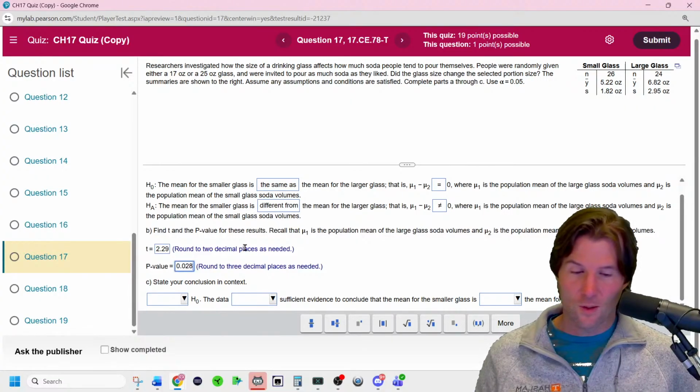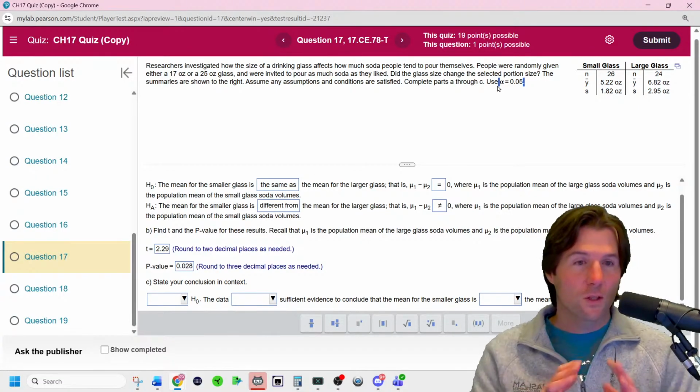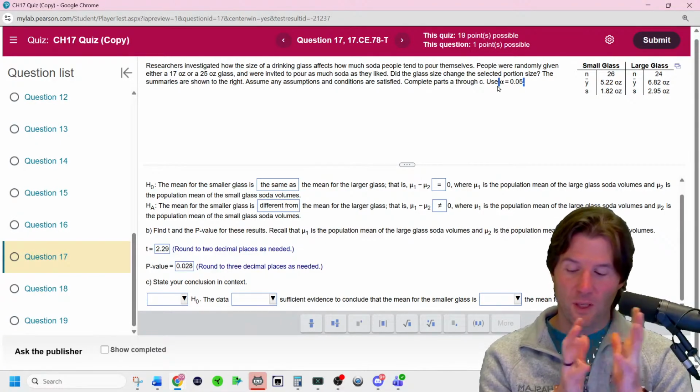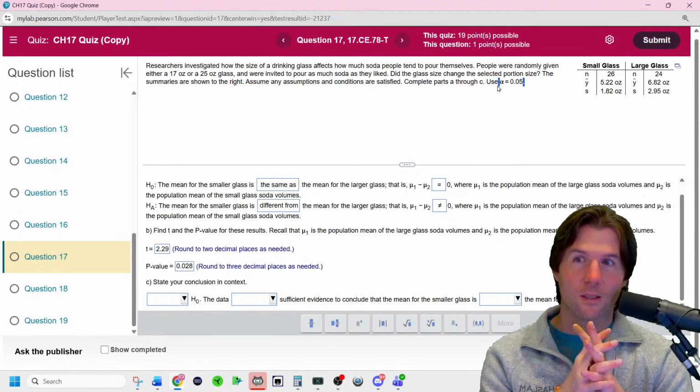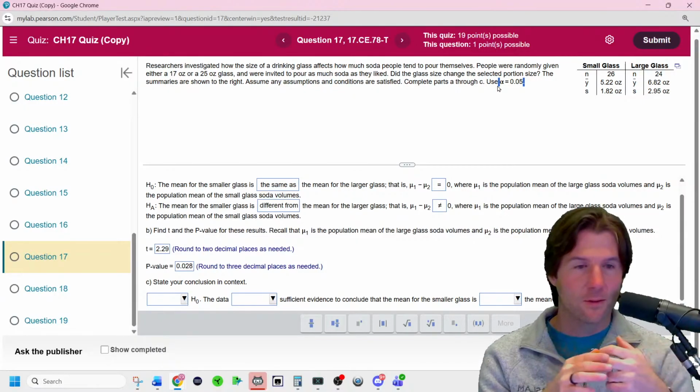Do we reject the null or not reject the null? There's the alpha level. So do you reject the null or not reject the null? The p-value is 0.028. What do you do there?